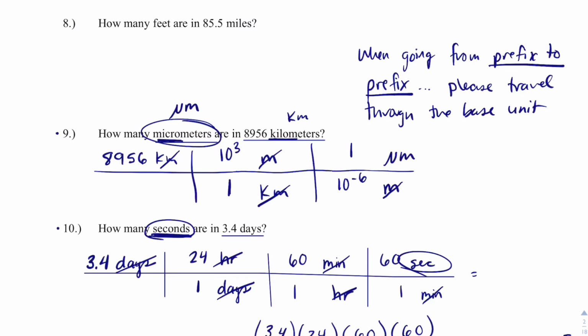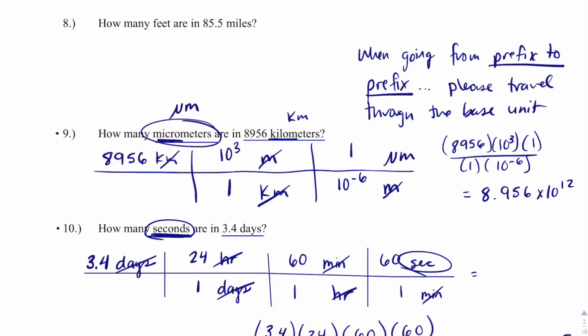And so when I solve this in my calculator, I'm going to do 8,956 times 10 to the third times 1 divided by 1 divided by 10 to the minus 6. And that gives me 8.956 times 10 to the 12th, or 8.956 trillion micrometers. That's a very large number. But that number kind of makes sense because micrometers are really small, kilometers are really big. So if I want to know how many micrometers are in a kilometer, I should expect a lot.